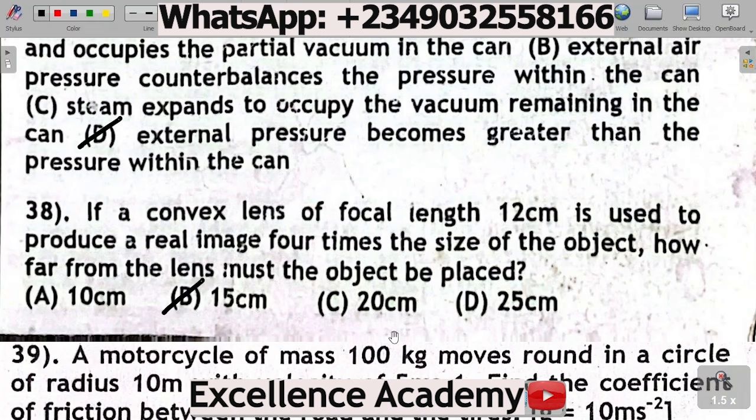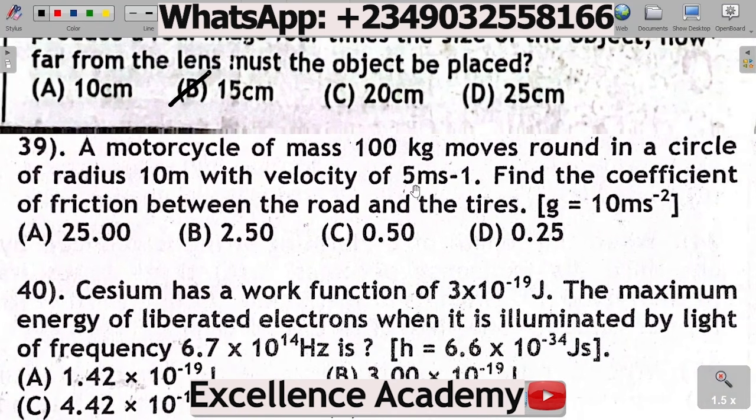Okay, let's look at the next question. Question number 39 says, a motorcycle of mass 100 kilogram moves around in a circle of radius 10 meters with velocity of 5 meters per second. Find the coefficient of friction between the road and the tires. Take g as 10 meters per second squared. A, 25.0, B, 2.5, C, 0.5, D, 0.25.